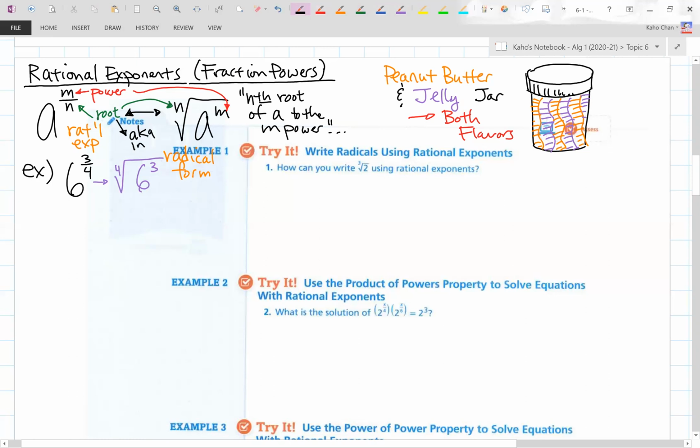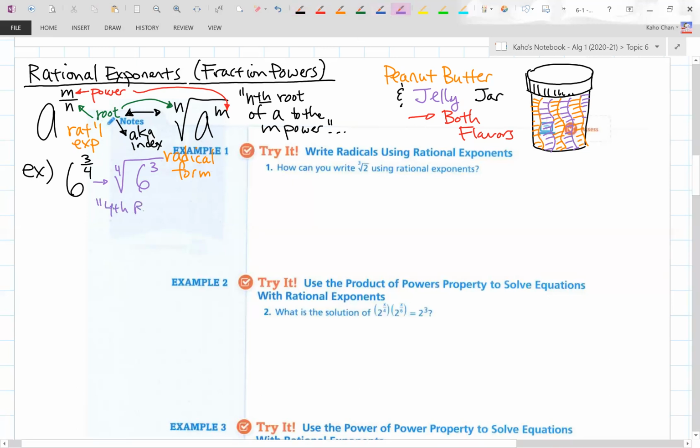AKA index. All right. So now, when we put it into radical form, we can actually write it out and solve it, blah, blah, blah. We're not going to do that. We'll just convert it from one form to the other right now. This is called the 4th root of 6 to the 3rd power. That's how you say that.